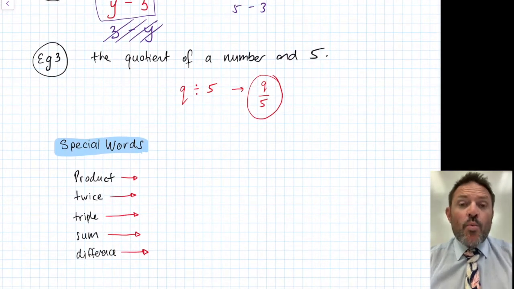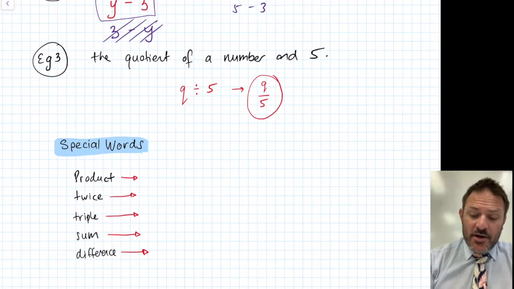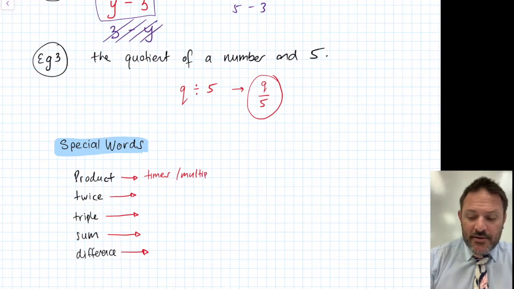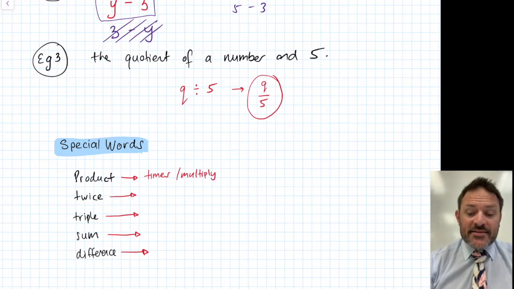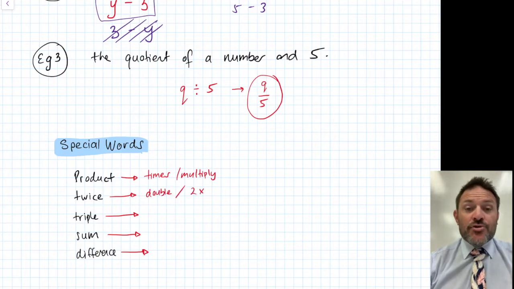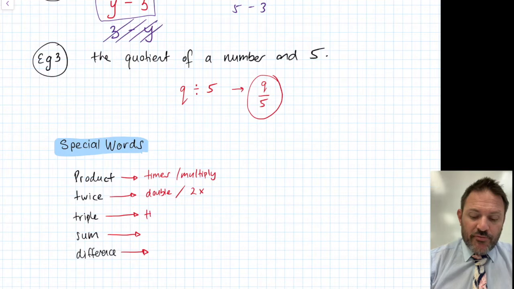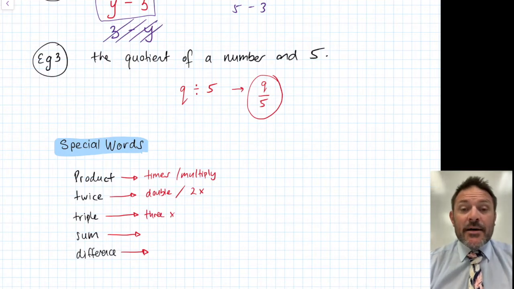What does the product of two numbers mean? Well, this is when we are multiplying or we are timesing. What about twice? Well, that means double, or that means 2 times a number. Triple, well, that means thrice, or 3 times a number.